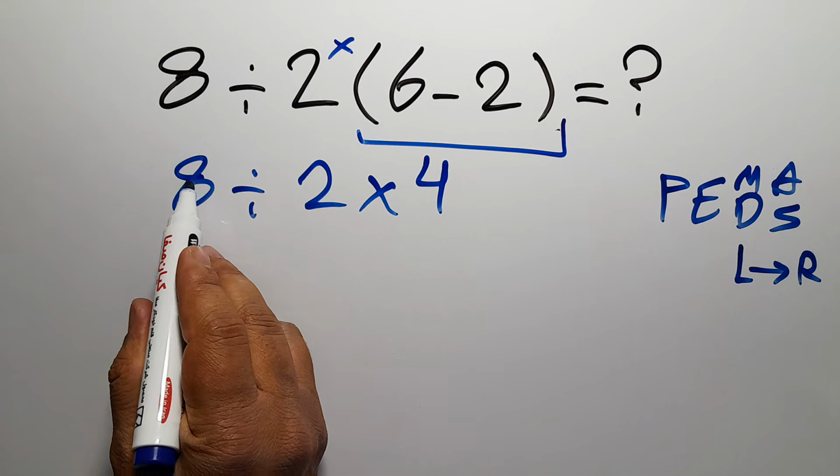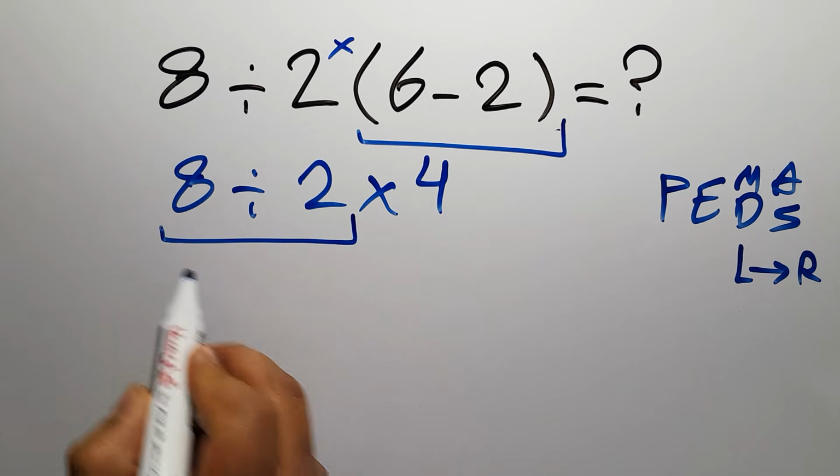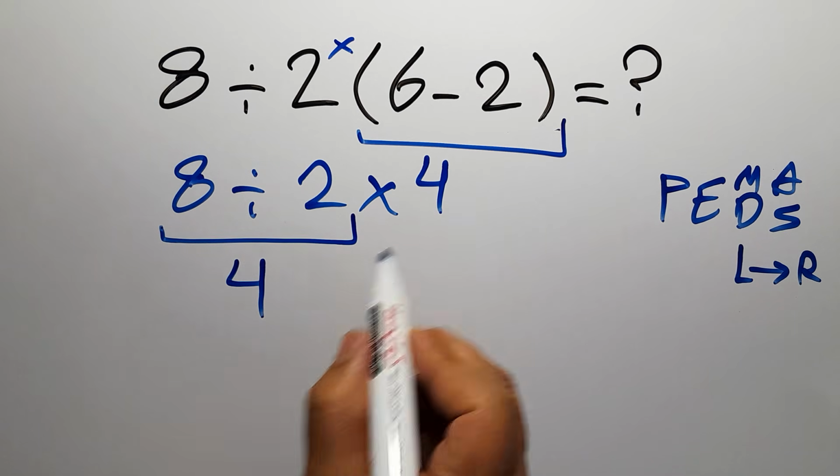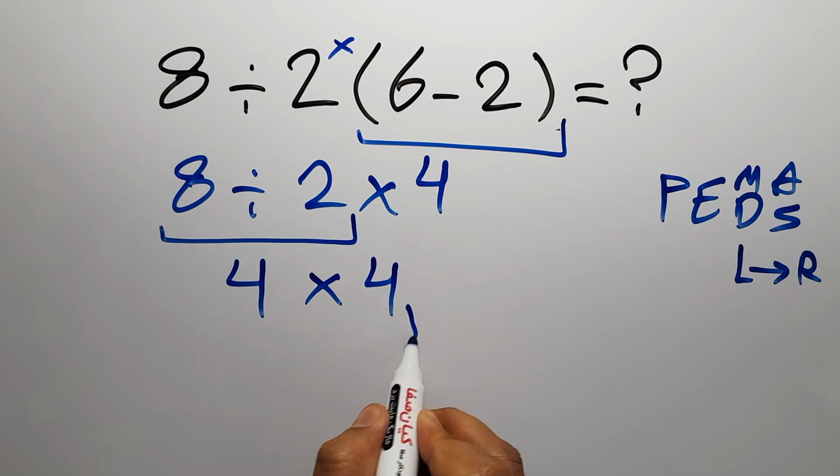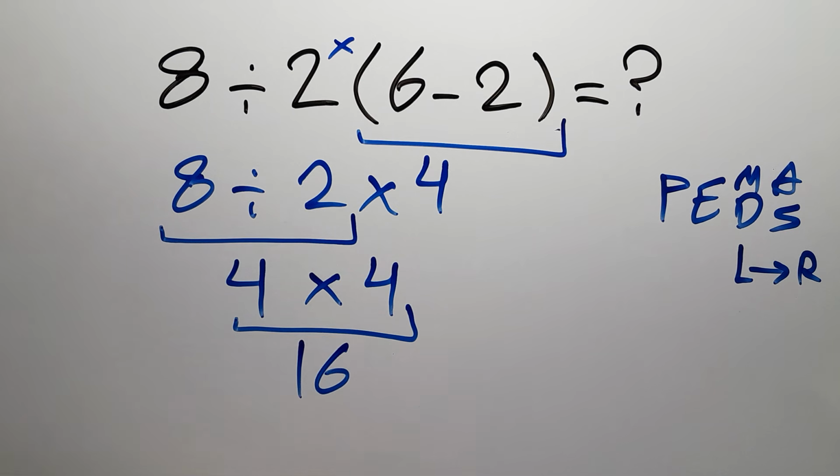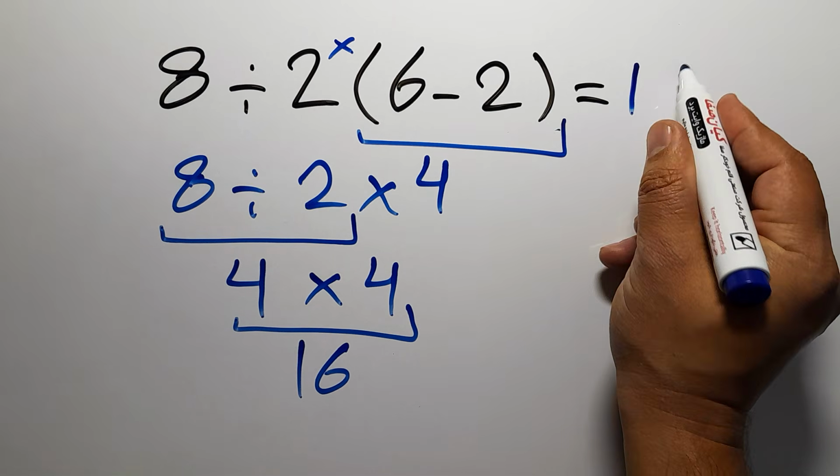So 8 divided by 2, which gives us just 4, and 4 times 4, which equals 16. And this is our final answer to this problem. The correct answer is 16.